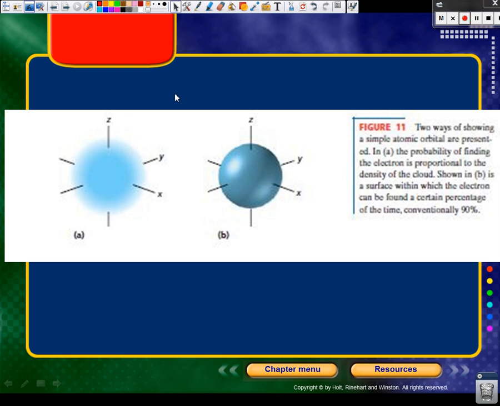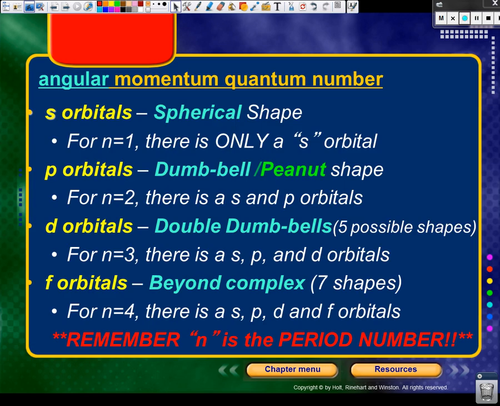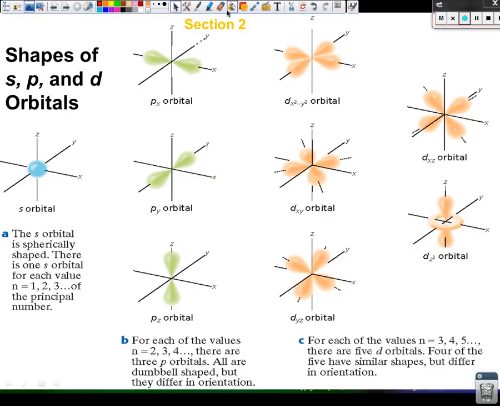It's a trick question. We don't know, right? Remember Heisenberg's uncertainty principle? It's impossible to simultaneously determine where an electron is and where it's going. Okay? So what are the shapes of all of these things? We've got these orbitals. These are the shapes of them.